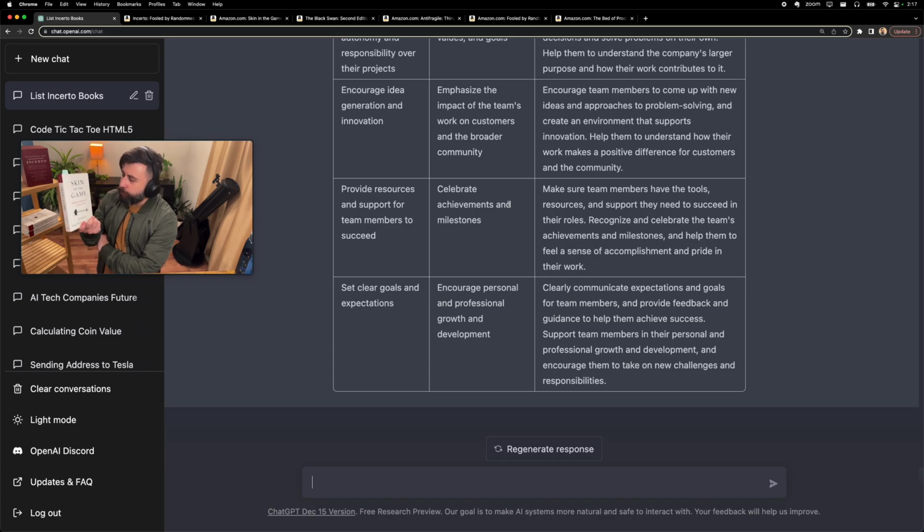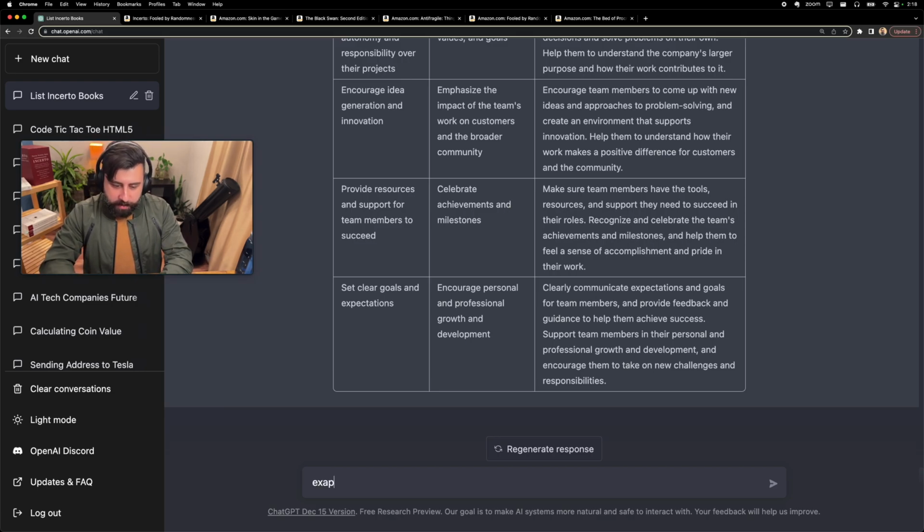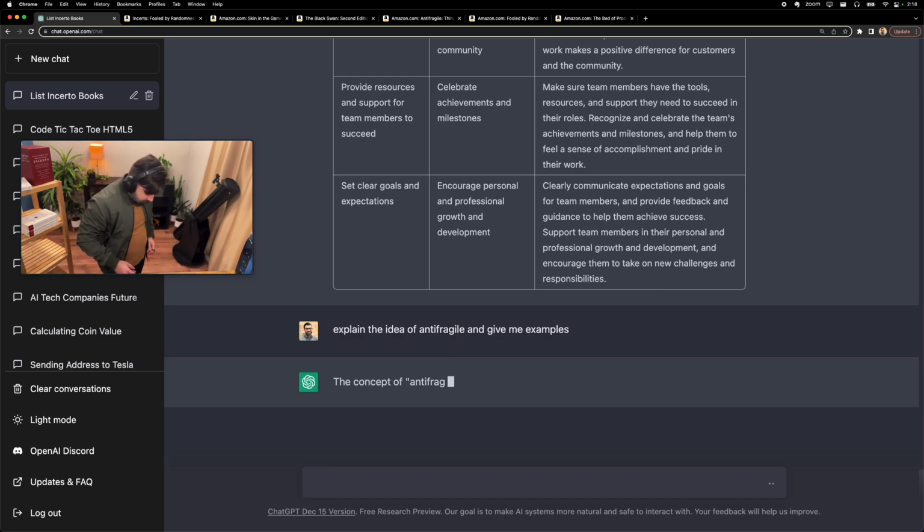This is a good book. It's an investment book, a politics book. It's just a darn good book. It's just spectacular. I don't have the other book. It's called Antifragile. It's also a great book. Basically, let's have it describe it. Explain the idea of antifragile and give me examples. Yeah, and let's go with it.